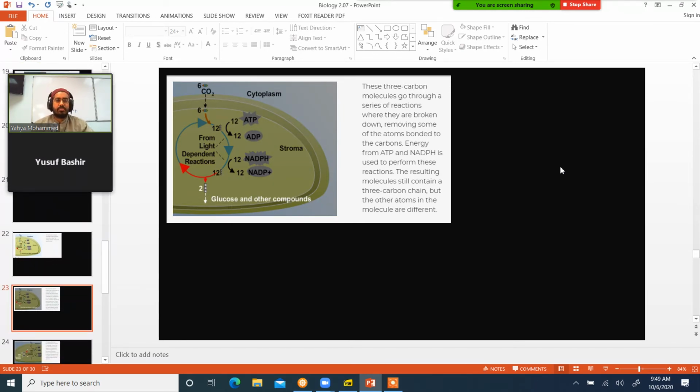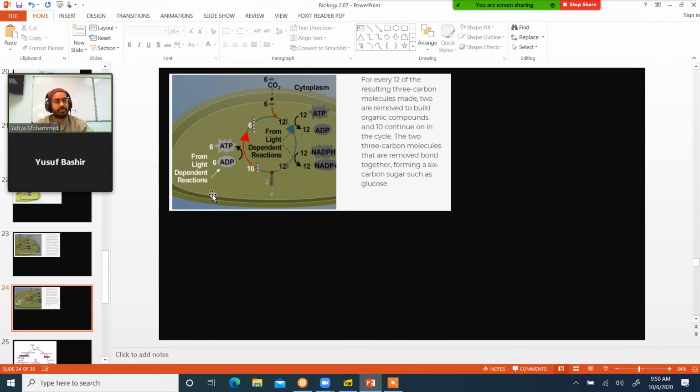So at some point, some of these three carbon molecules that are going in the cycle are going to be pulled out, and they're going to form glucose, and sugar and other kinds of things. And that's kind of the end goal of photosynthesis, right? Is to produce sugar.